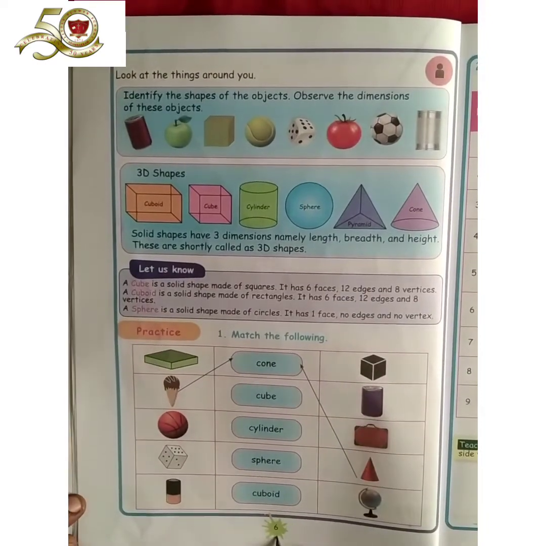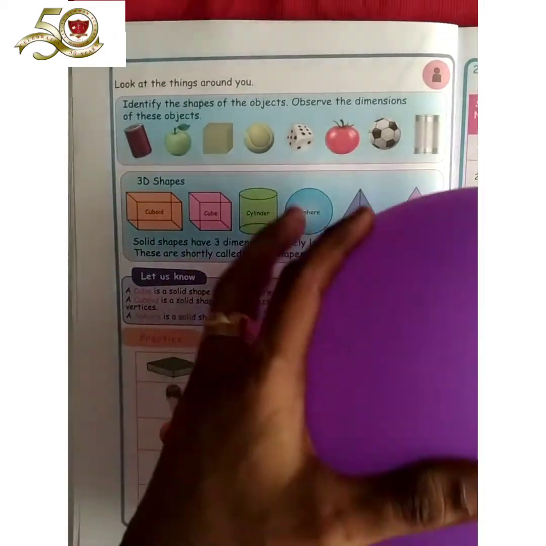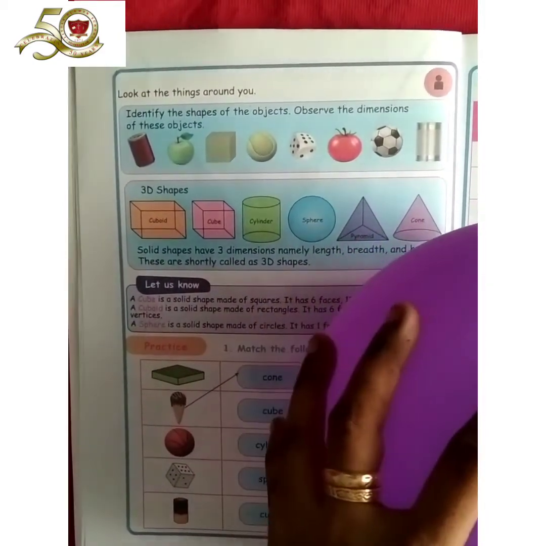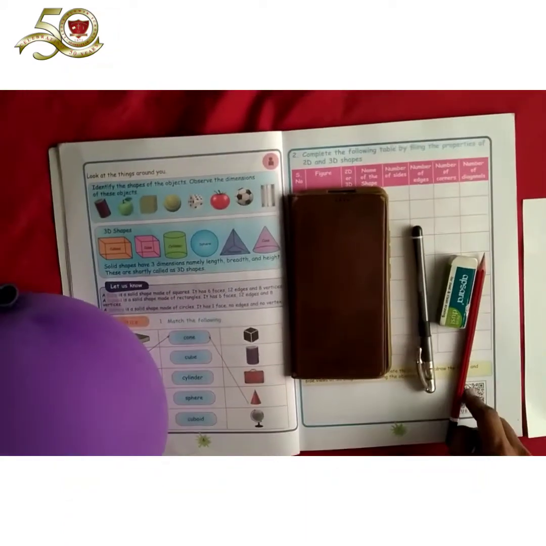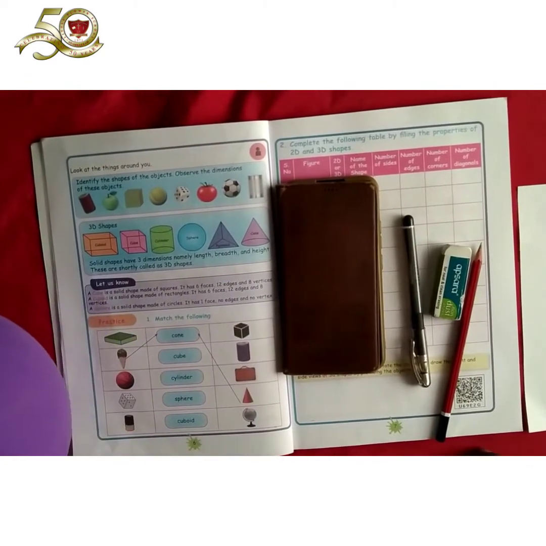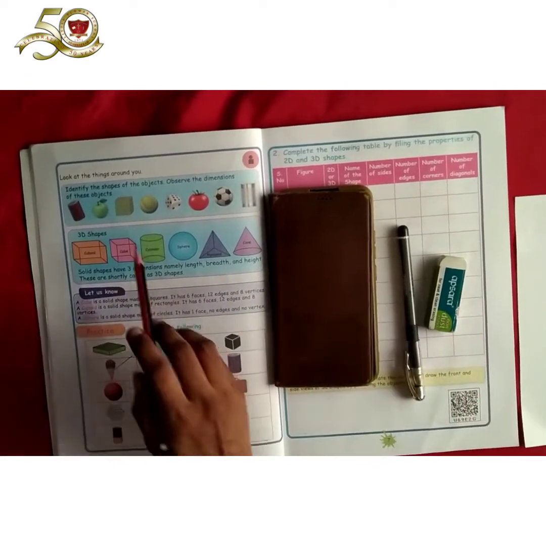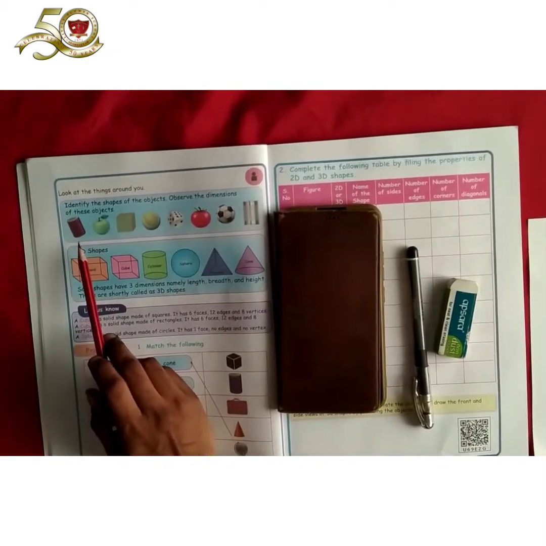Students, take page number 6. Look at the things around us. See here, I am having so many things here. So you have to identify this. What are the shapes? Is this a plane surface or a curved surface? Likewise, you have to identify the shape of the objects, observe the dimension, whether it is 2D dimension.